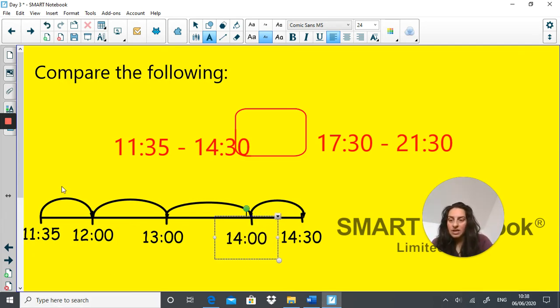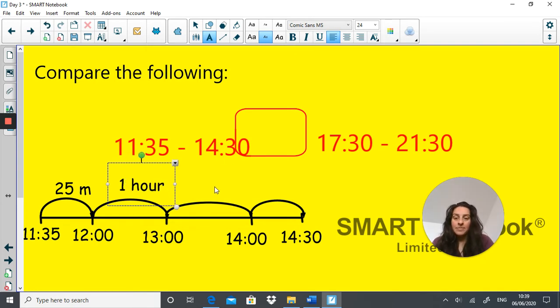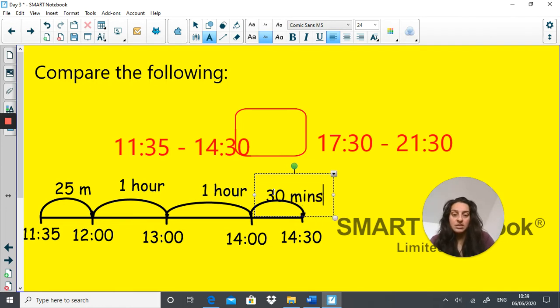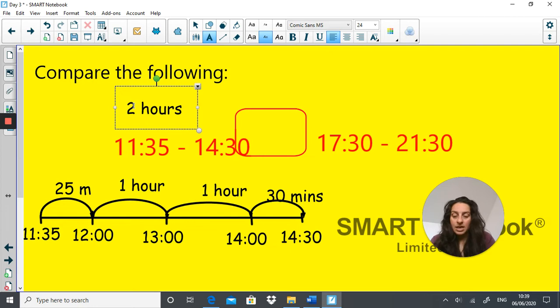So my elapsed time, 11:35 to 12 o'clock would be 25 minutes. 12 to 13 would be 1 hour. 13 to 14 would be 1 hour. And 14 to 14:30 would be 30 minutes. So in total, 1 hour, 2 hours, 2 hours 30. So the elapsed time up here would be 2 hours and 55 minutes.